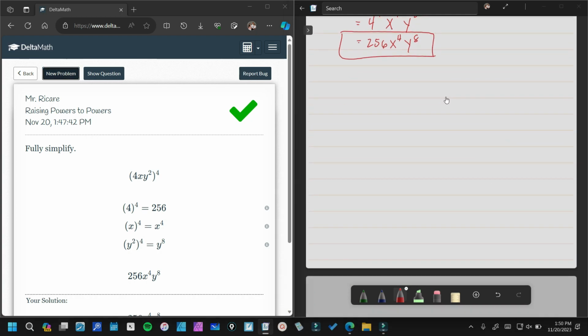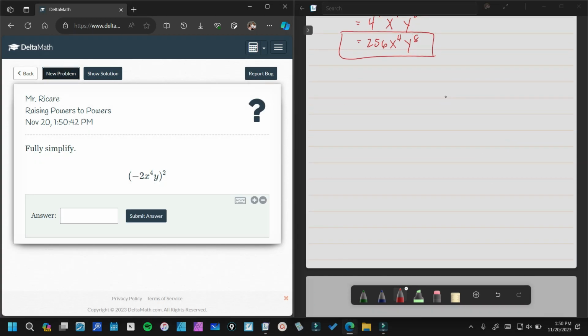Okay, let's have another example. Here we have negative 2, x raised to 4, y, then raised to 2. So this is negative 2 raised to 1 times 2, x raised to 4 times 2, y raised to 1 times 2.